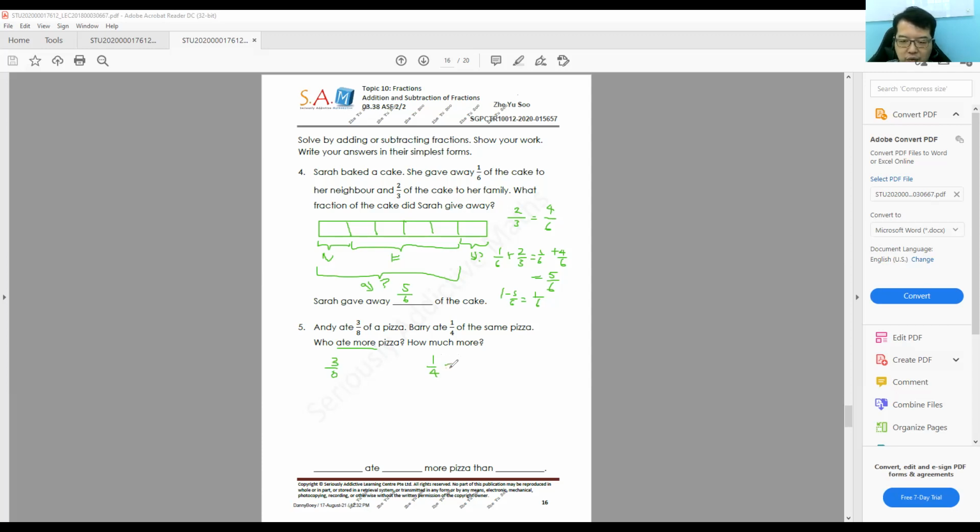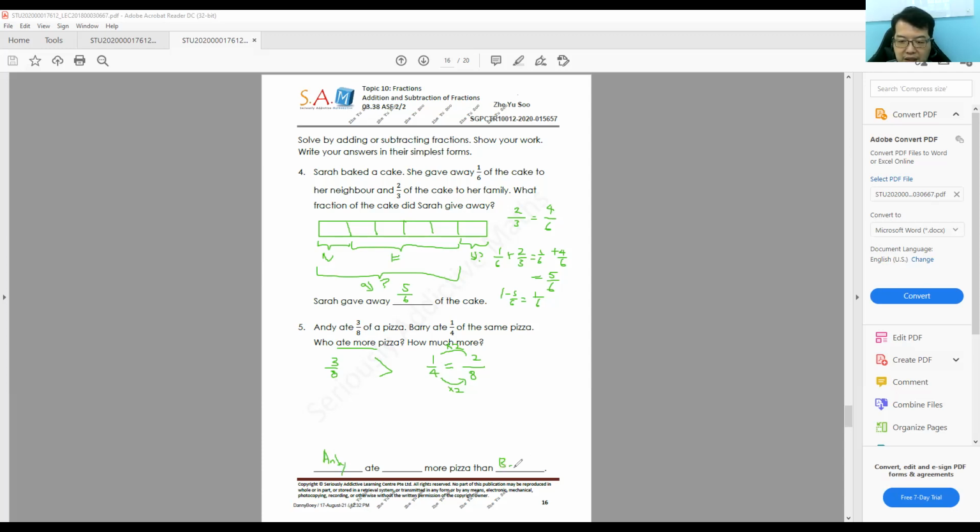So we're going to convert 1/4 into a fraction with a denominator of 8. 4 multiplied by 2 gives you 8. 1 multiplied by 2 gives you 2. So obviously 3 out of 8 is greater than 2 out of 8. Or in other words, 3 out of 8 is greater than 1/4. So we can say that Andy ate more. But how many more?